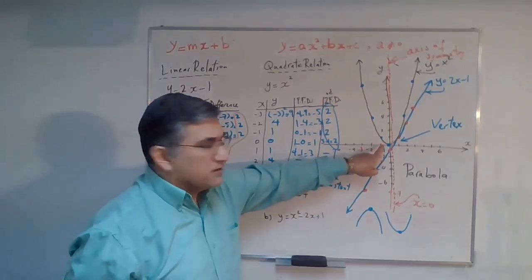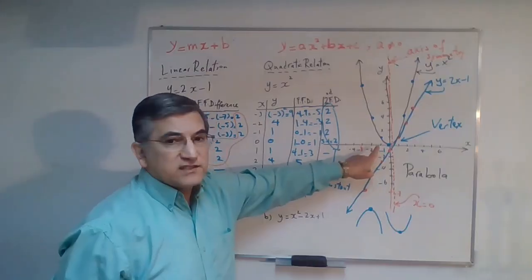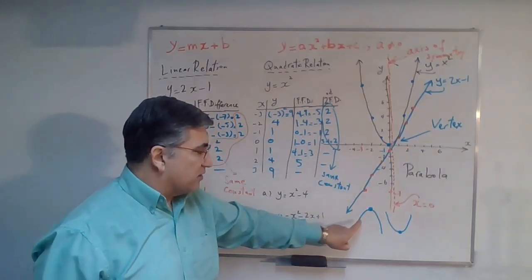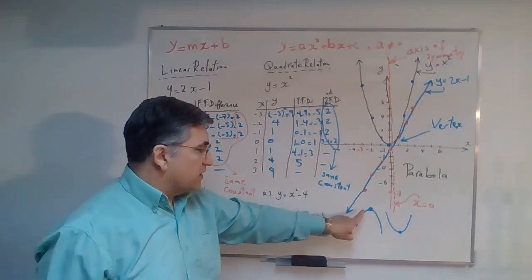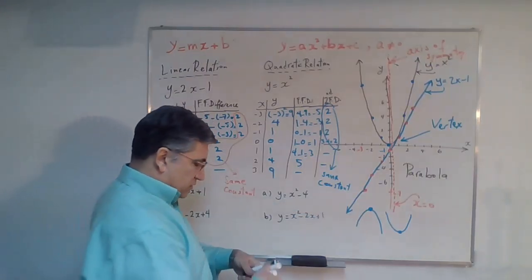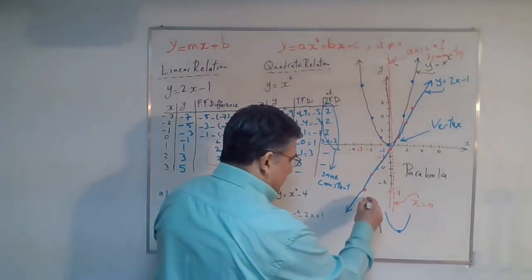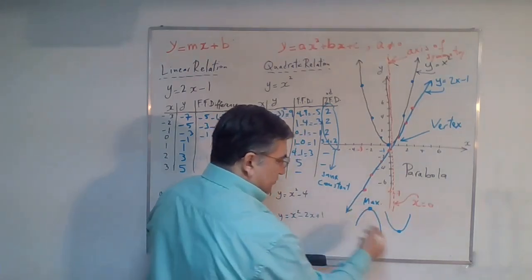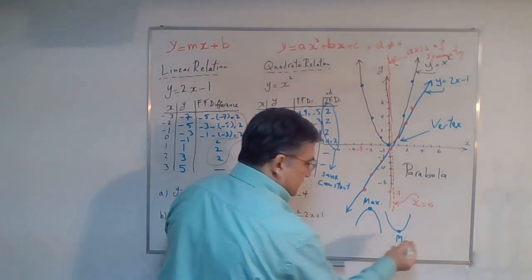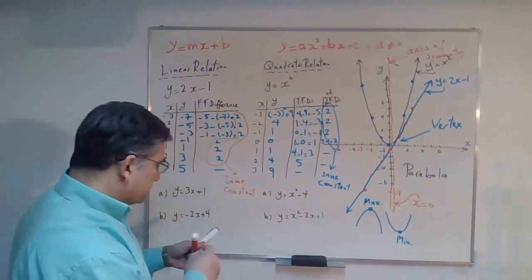The lowest point, the vertex, is also known as the minimum point. If the parabola opens downwards, then it will be called a maximum point. So this is like a maximum point. The vertex is a maximum, but here we say that the vertex is a minimum point.